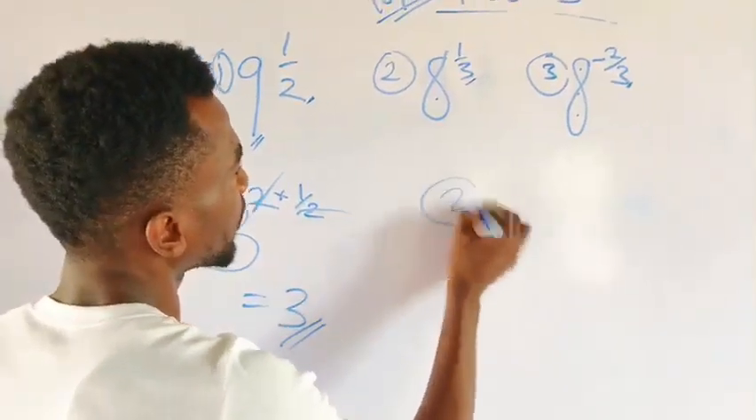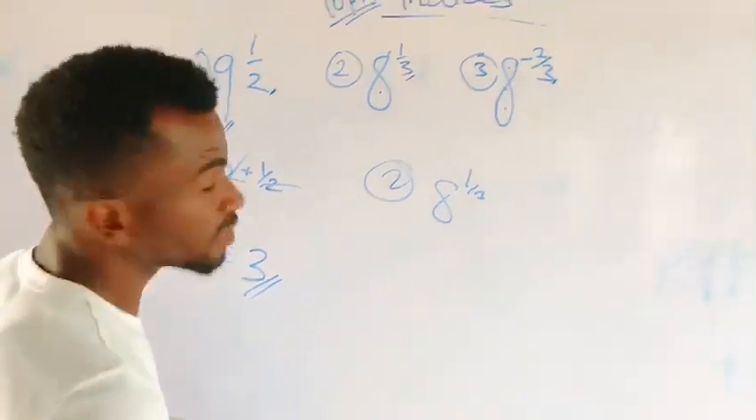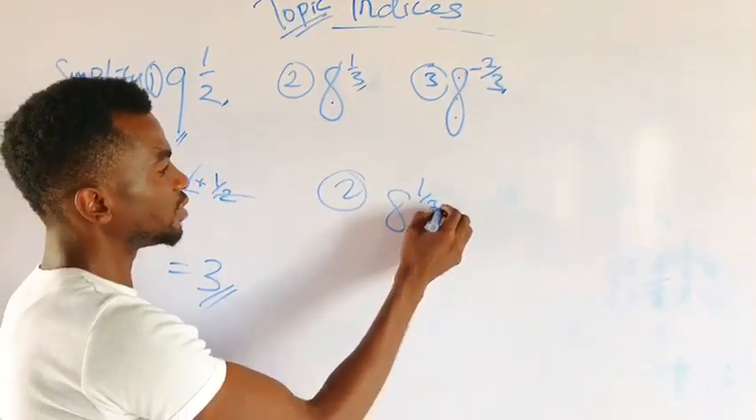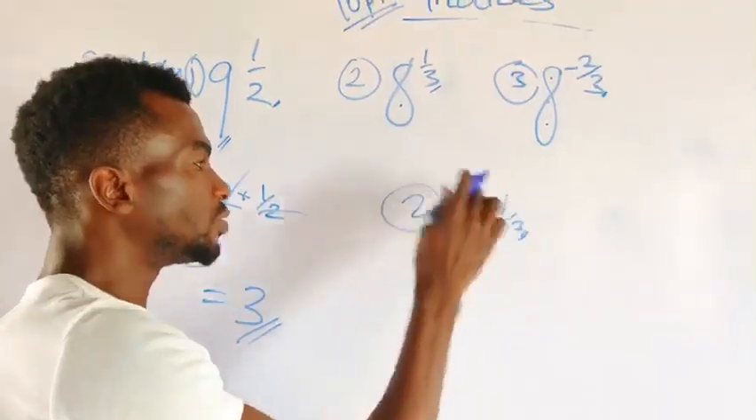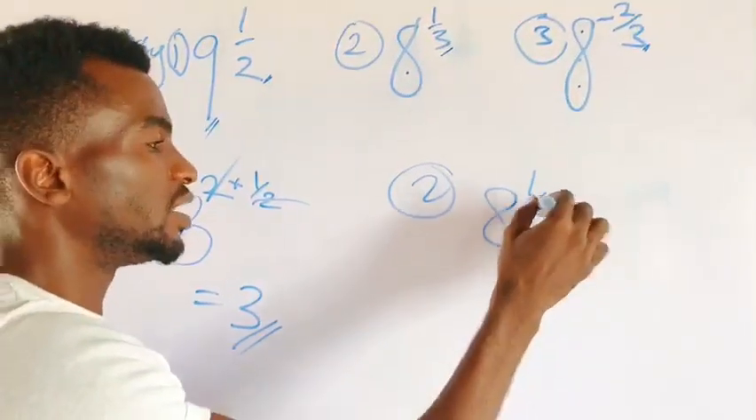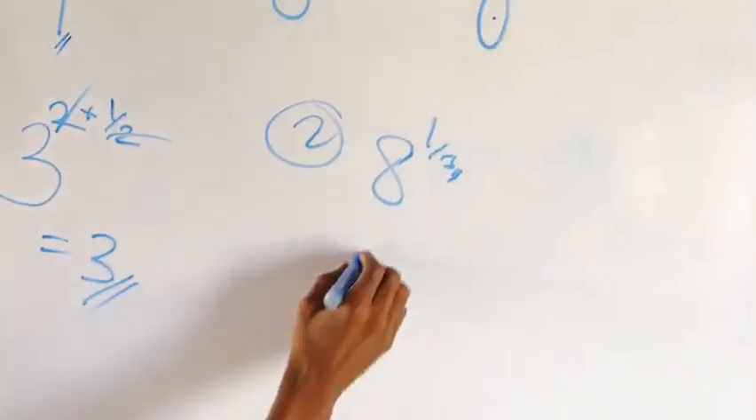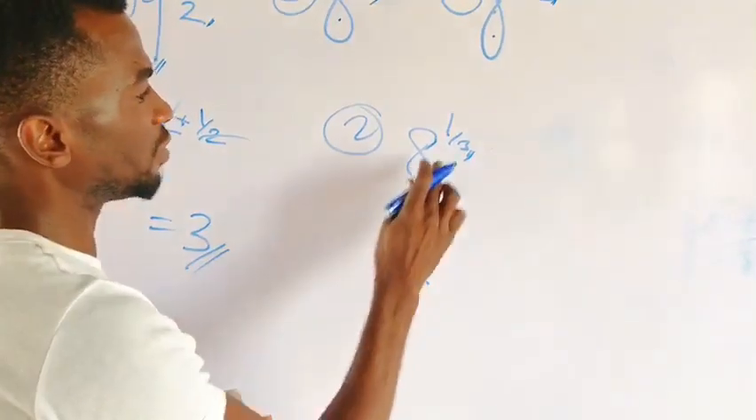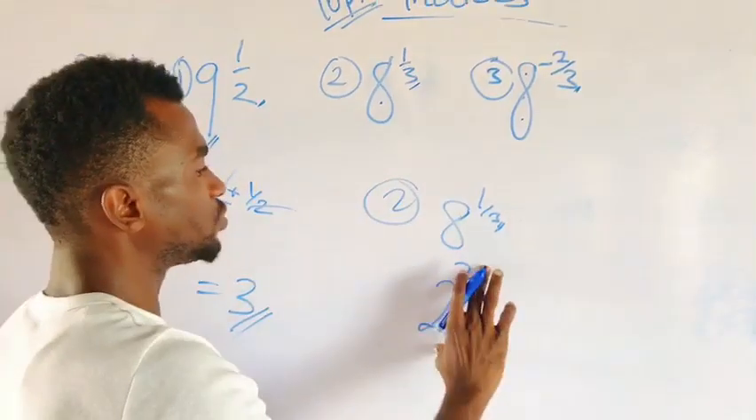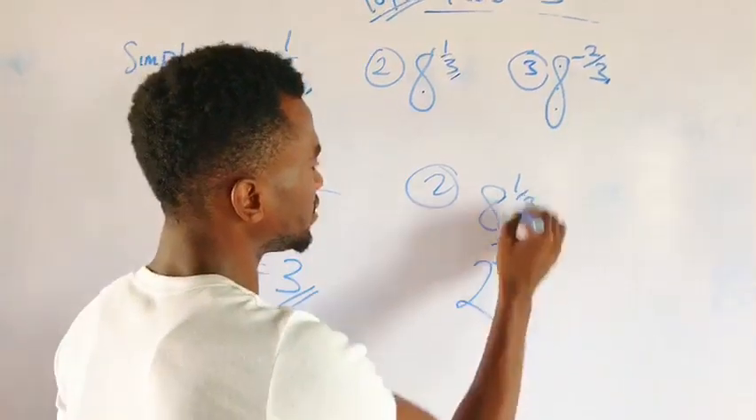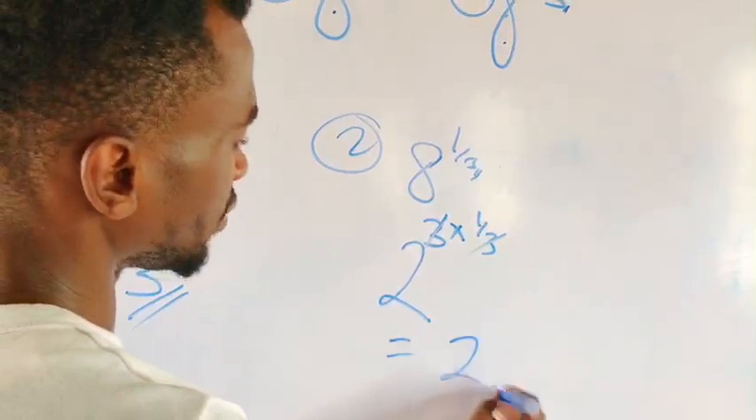Now the second one says 8 raised to the power of 1 over 3. I've told you the first thing that you consider when you have something like this is this denominator. Which number can you raise to the power of the value of this denominator to get this whole number? This is 3. Which number can I raise to the power of 3 to get 8? I can actually raise 2 to the power of 3 to give me 8. So I'll substitute 2 raised to the power of 3 for this 8. Then times this raised to the power of 1 over 3. So 3 can cancel 3. I'm left with 2.